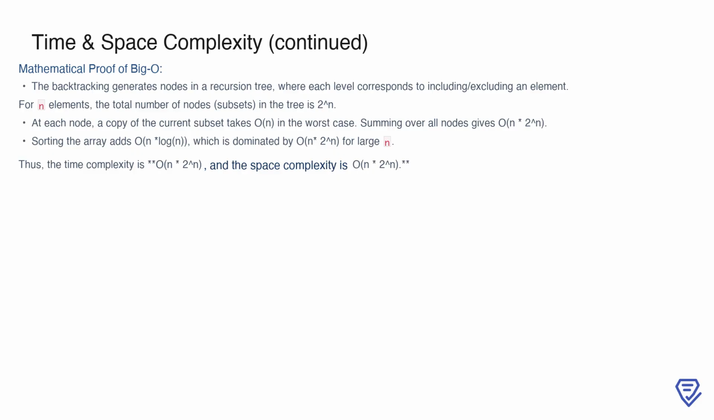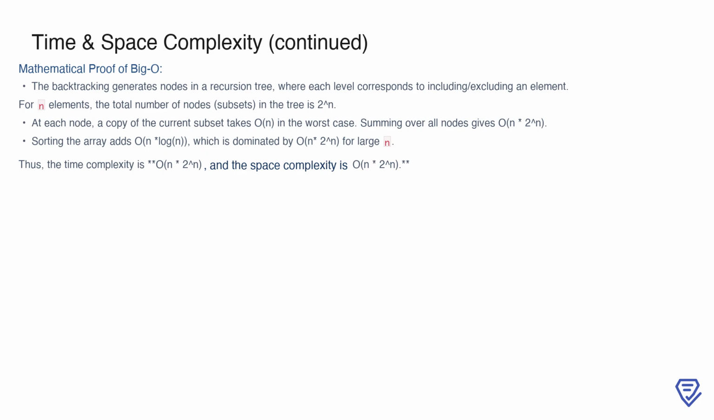At each node, a copy of the current subset is made, which takes O(n) in the worst case. Summing this cost across all nodes gives n * 2^n. Sorting the array at the start adds n log n, but for large n, this step is dominated by the cost of generating subsets. Thus, the overall time complexity is n * 2^n.